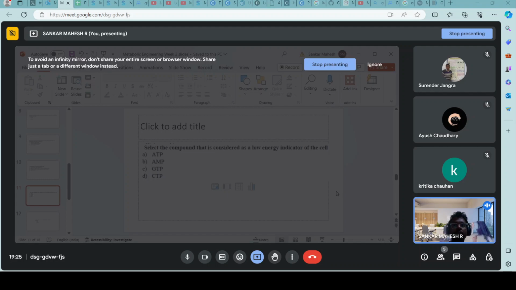Does anyone want to answer why option? Okay, wait. We'll first see why triphosphates are given as energy indicators of the cell. Surendra, you can try to answer why option C or D could or could not be the indicator.